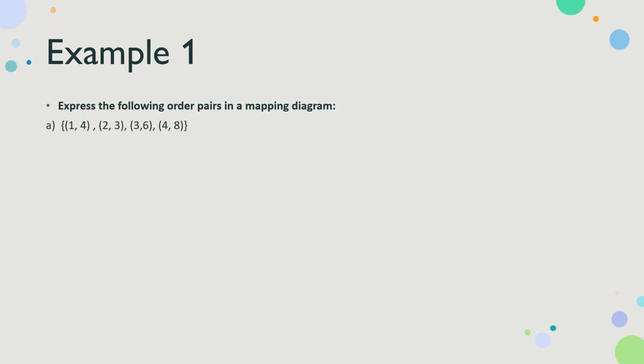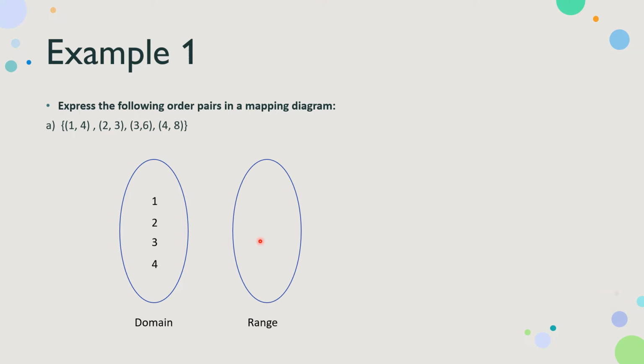Express the following ordered pairs in a mapping diagram. So now we're given the ordered pairs. It's kind of like having a function machine. We see the input and the output. We're going to have to draw these inside an oval. So this will be our domain, and we're going to grab all the x values, 1, 2, 3, and 4. We're going to put them in ascending order from the top down. And then we'll grab our range, all the y values. When we grab these y values, don't repeat any that may be repeated, and put them in ascending order.